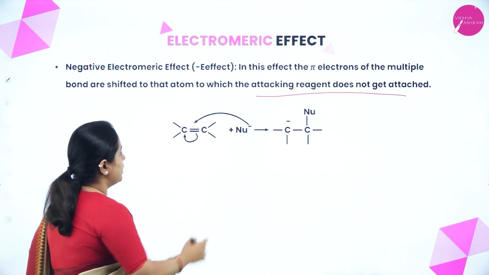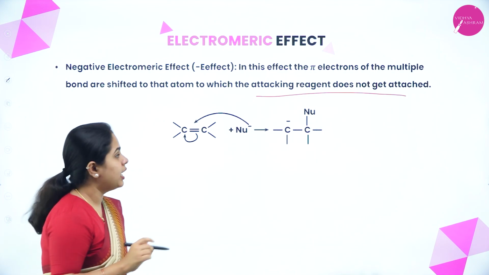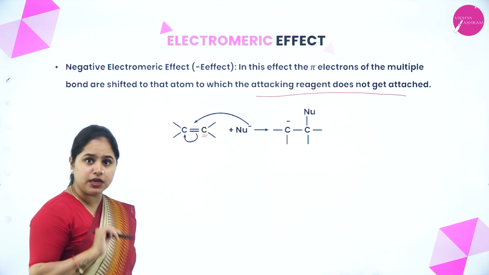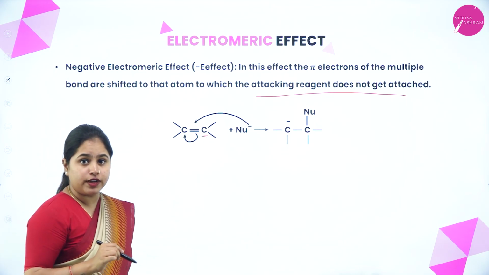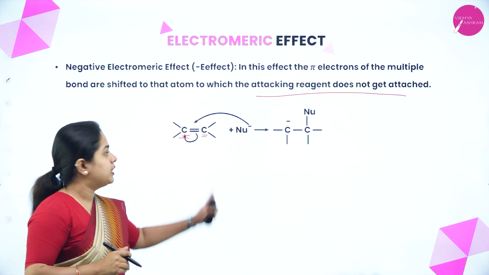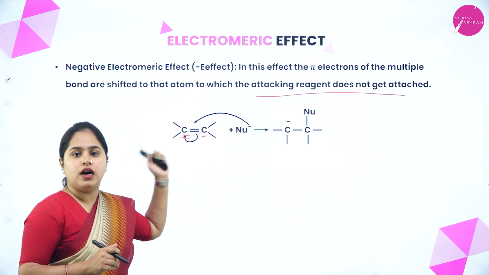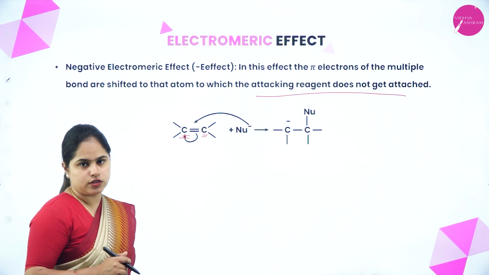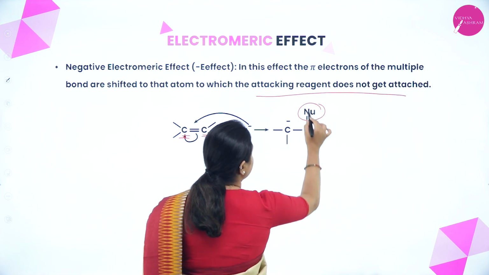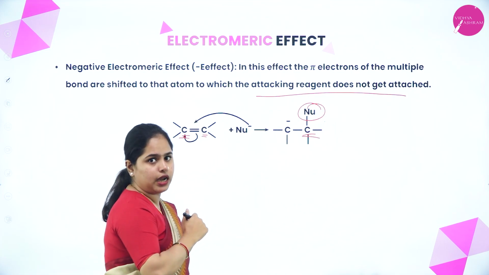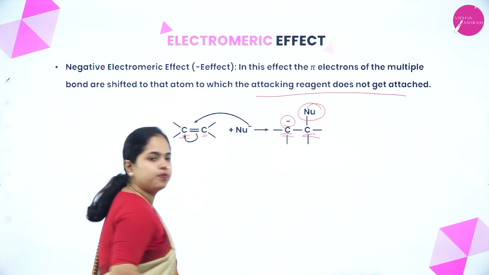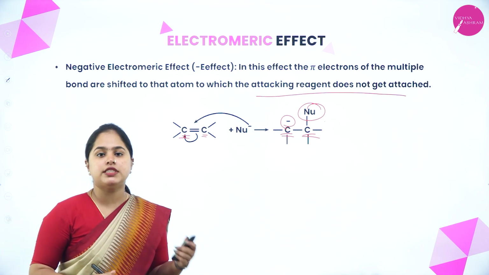So, as you can see here, again we have taken the example of an alkene, and the attacking reagent is coming and attacking on this particular carbon atom. But in minus E effect, the other carbon atom will get the pi electrons. In the plus E effect, the carbon atom which is getting attacked by the attacking reagent will itself get the pi electrons. In minus E effect, the other carbon atom will get the pi electrons. So as you can see here, the attacking reagent is now attached to this particular carbon atom, and the pi electrons are being shifted to this particular carbon. Right? So this is plus E effect and minus E effect.